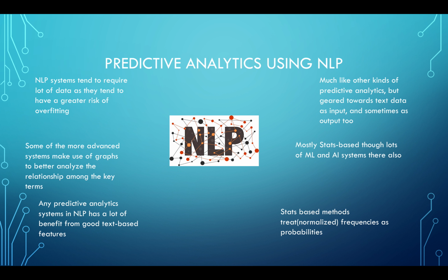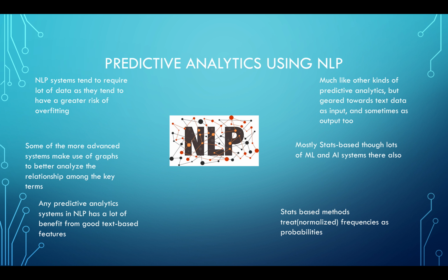Predictive analytics using NLP. Let's now take a look at how predictive analytics systems are used in NLP. These systems are very much like conventional predictive analytics, but they use text data as input and sometimes they output text data also. In many cases, they need the text data to be converted into numeric features. Since not all the models work on the text directly, predictive analytics systems in NLP are mostly stats based, but there are several machine learning and AI options too.